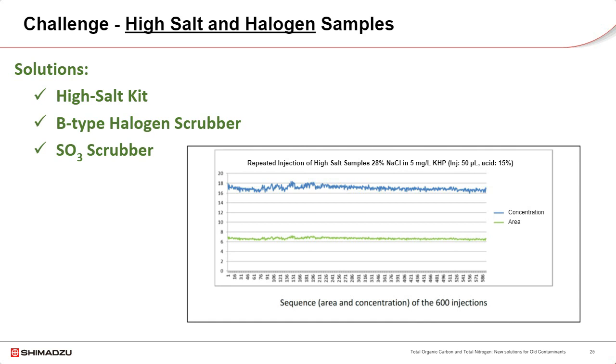As you can see in this table in this slide, we took a 28% sodium chloride sample, spiked it with some organic carbon, and just ran that sample repeatedly. And as you can see, we made it up to 600 injections and still were able to produce results that were consistent and repeatable. So this just shows you how these kits can help you prolong the life of your combustion tube.